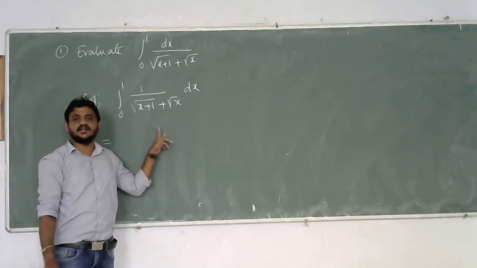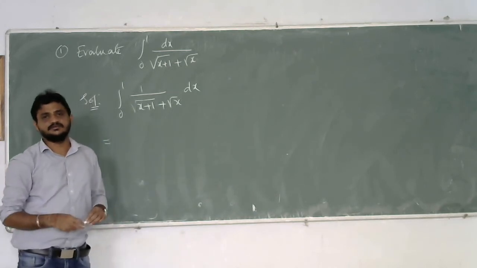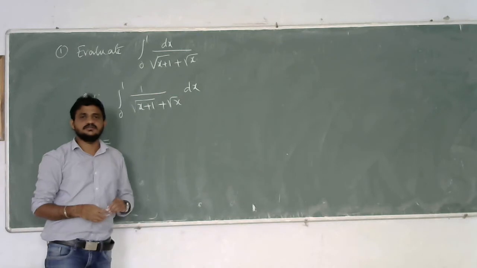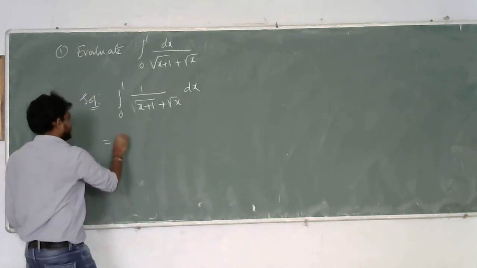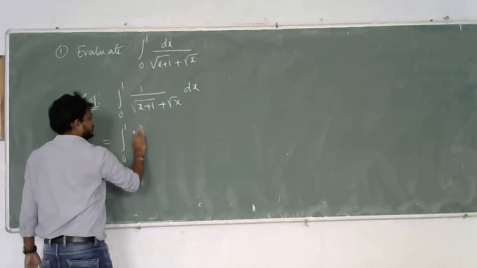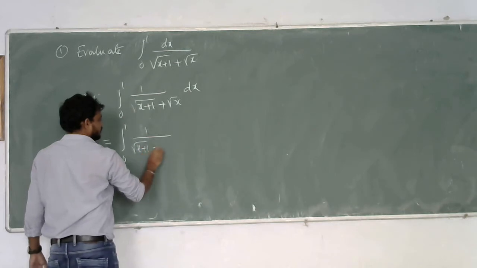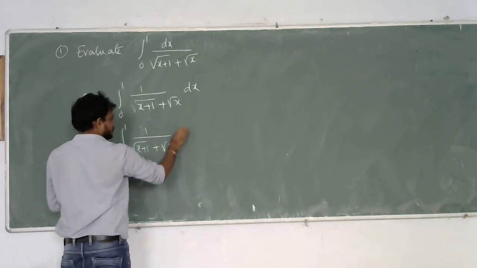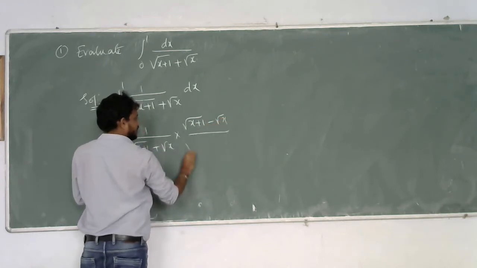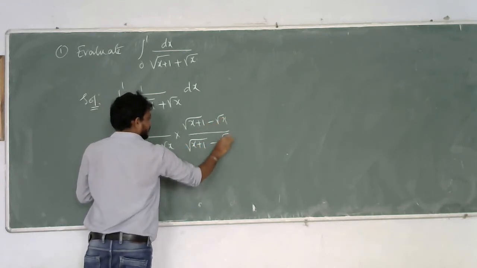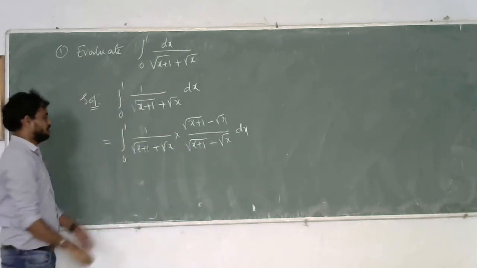So directly we cannot apply integration for this, right? And we cannot make it separate also. So in this case, what do we have to do? Just rationalize it. So what do we get? Here 1 by root x plus 1 plus root x into, we have to multiply and divide with root x plus 1 minus root x by root x plus 1 minus root x dx. We have to multiply and divide with the conjugate of this value.